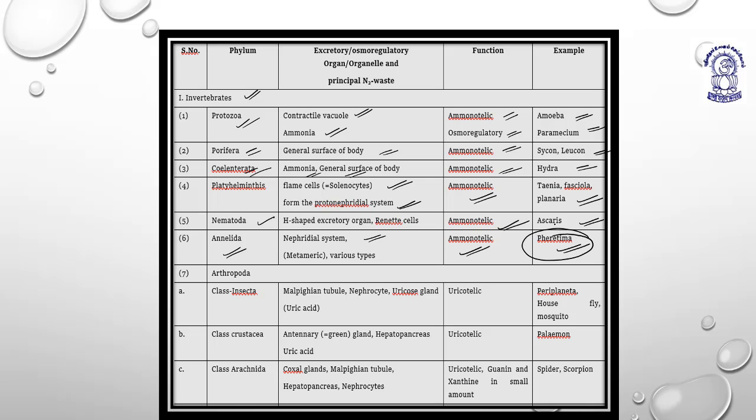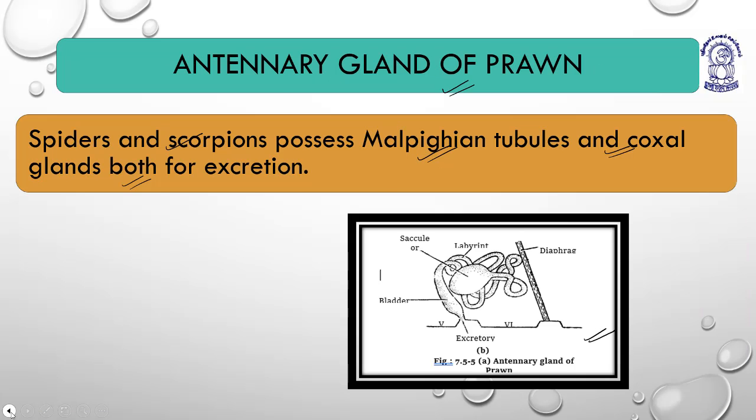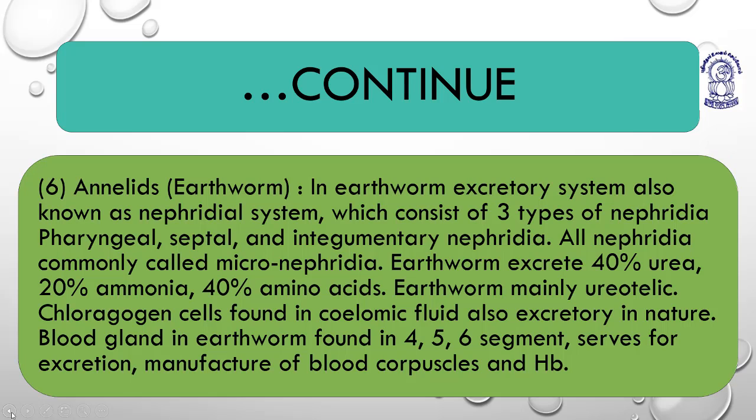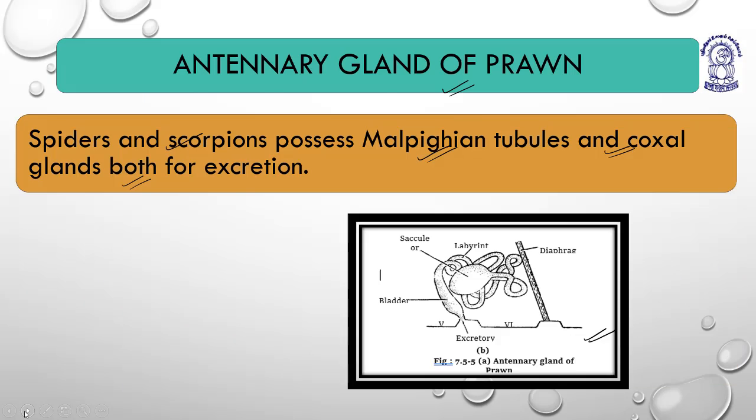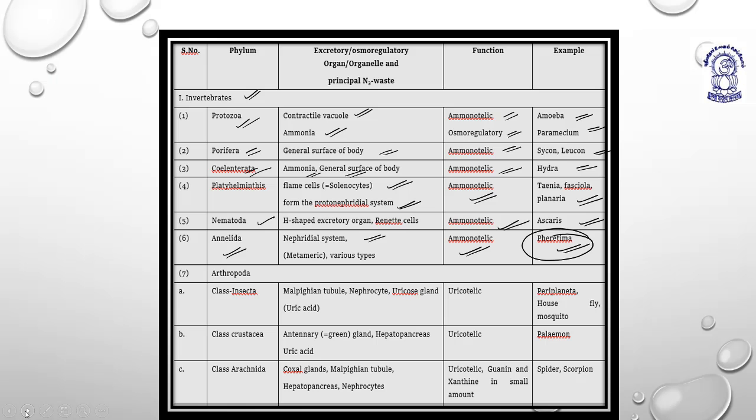When we talk about the earthworm, as I have explained in the previous slide, the earthworm is mainly ureotelic. So please remember this term. Here they have mentioned that the earthworm is ammonotelic, but no, it is talking about the annelids in general. When we talk about Pheretima posthuma, that is the earthworm, it is ureotelic.